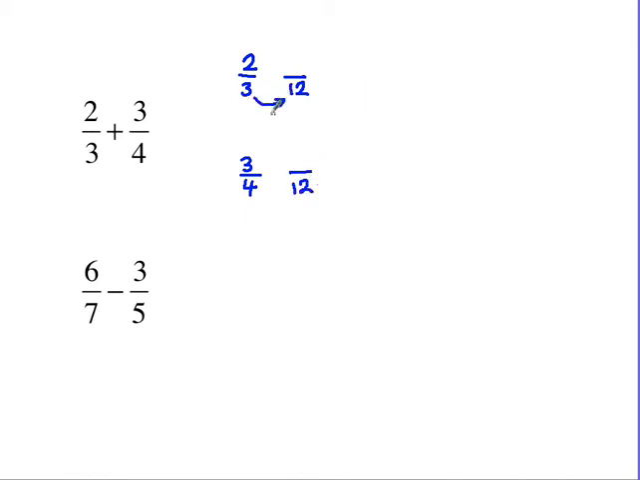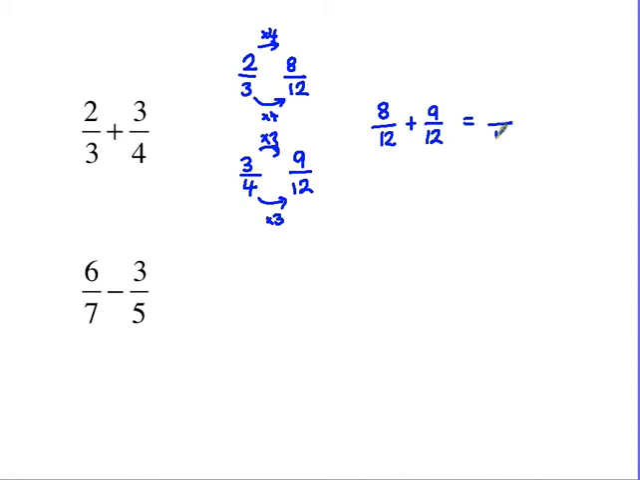So to change this one, I've times the bottom part by 4. So if I do the same to the top, that will give me 8 over 12. And here I've times the bottom part by 3. So if I do the same to the top, I will get 9 over 12. So now instead of that, I'm using this, and instead of that, I'm using this. So I've now got 8/12, add 9/12, so I can add these two together.